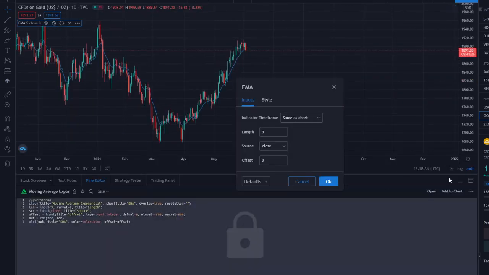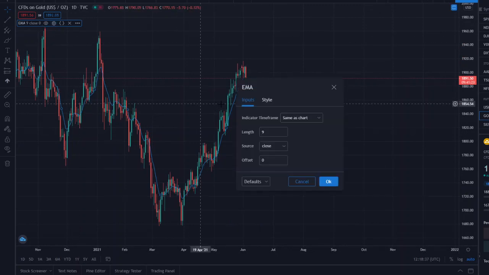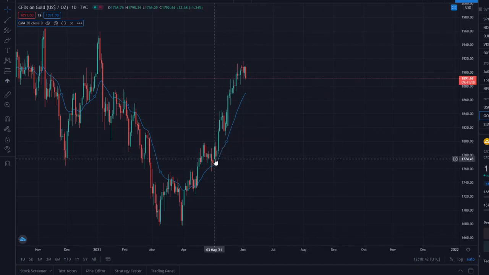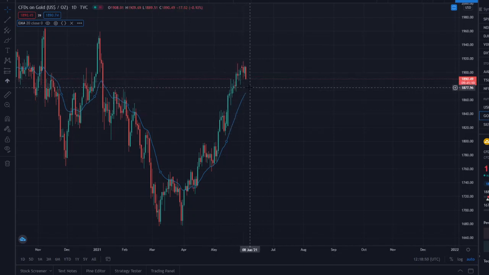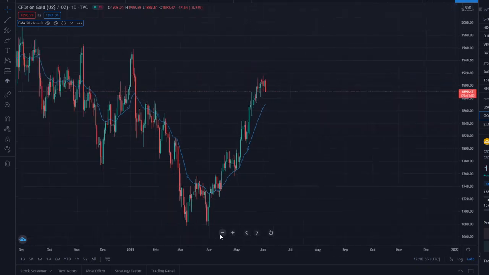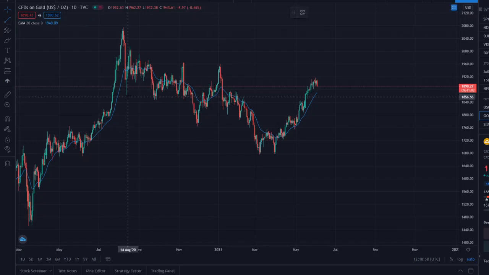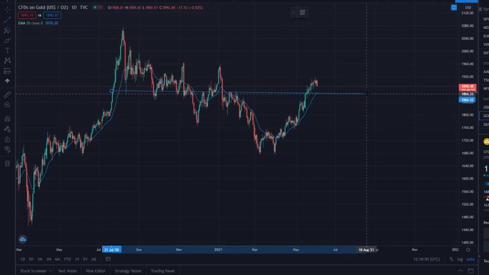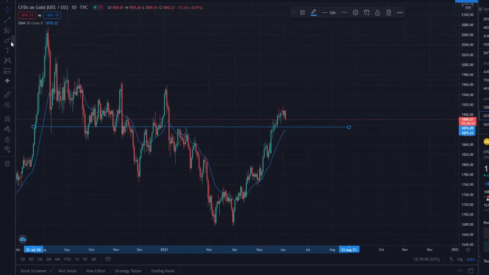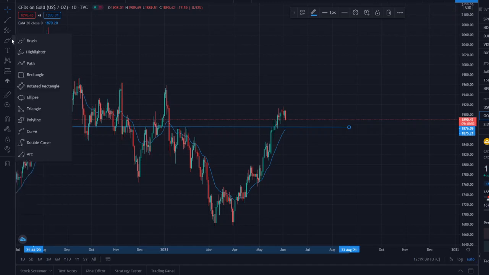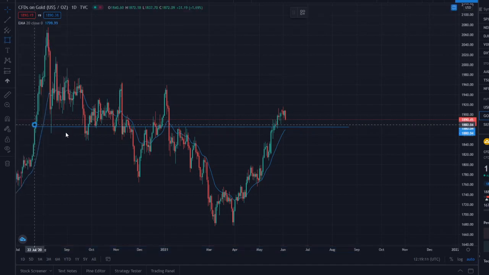So, if we switch to the 20-day EMA, we have been trading above it since the beginning of May, which means we should see a slight correction towards the 20 day EMA, which would be around the previous resistance line. Let's make it a little bit bigger.